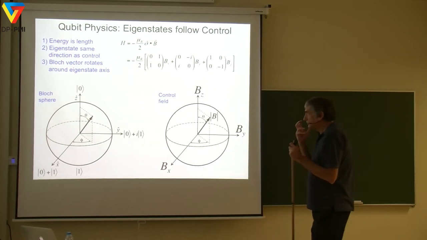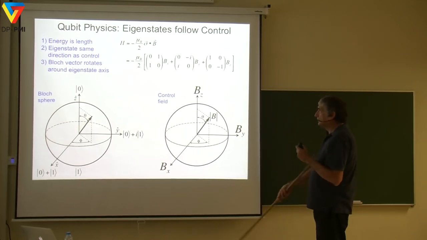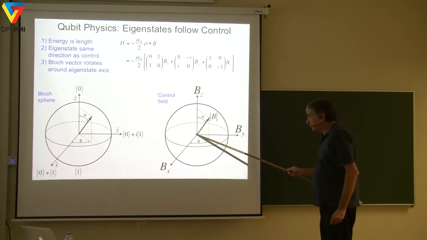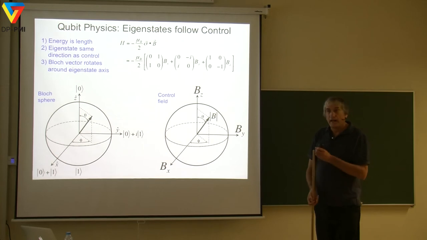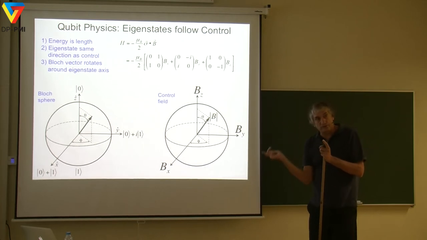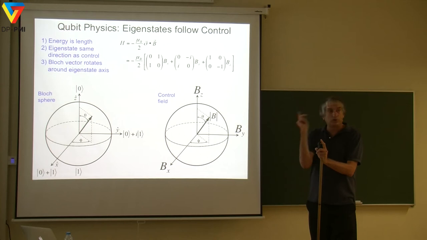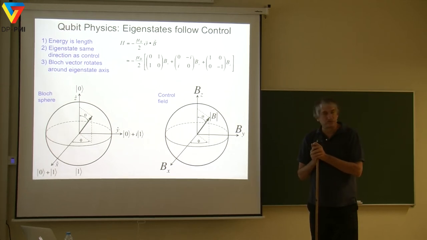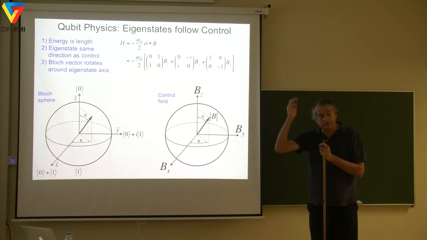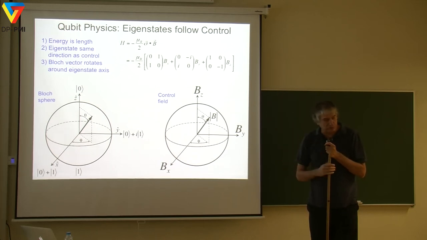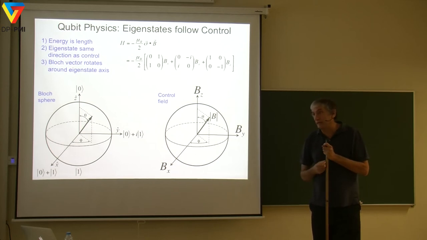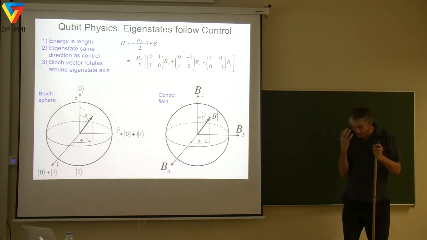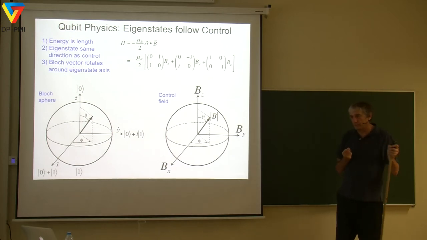This is your geometric view of this. The energy is the length of the control vector. The eigenstates are in the direction of the control vector. And if the particular state is not in the direction of the eigenstate, it's just going to rotate around the eigenstate vector versus time. And then you know what the time dependence is, given those facts. And this is really neat about the qubit two-level system, as you can kind of geometrically understand what's going on.